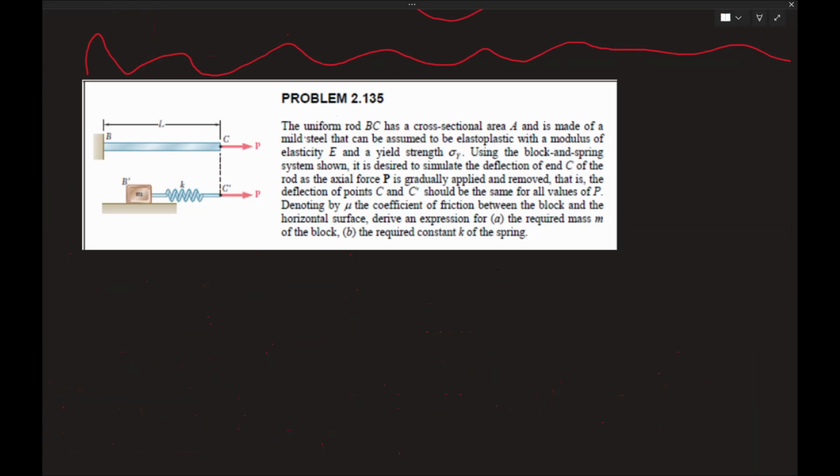Alright, so this is the first time reading this question. The uniform rod BC has cross-sectional area A and is made of mild steel that can be assumed to be elastic perfectly plastic. So let's go, the stats for the rod: it's got an E and a yield. Using the block and spring system shown, it is desired to simulate the deflection of point C of the rod as P is gradually applied and removed. That is, the deflection of point C and C prime should be the same for all the values of P, denoting by mu the coefficient of friction between the block.